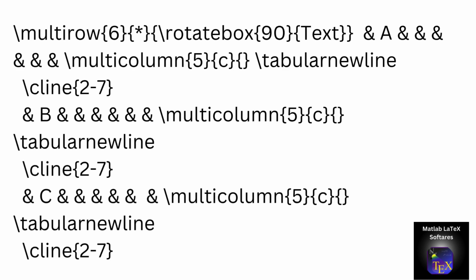The command cline 2 of 7 draws horizontal lines only from column 2 to 7, leaving the first multirow column open to preserve the continuous text label. This pattern is repeated for each row, ensuring that every data row is neatly separated while keeping a clear grouping structure under the same vertical header.